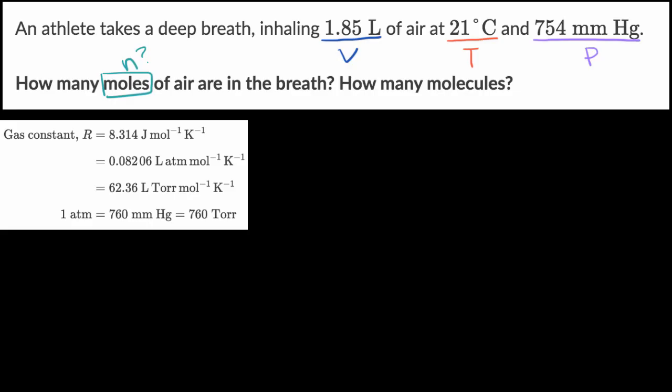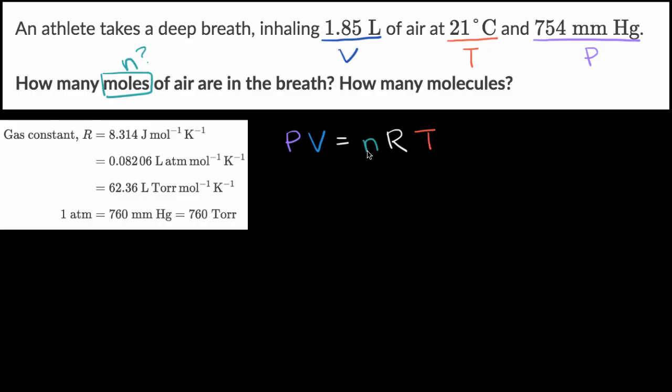And so do we know something that connects pressure, temperature, volume, and the number of moles? Well, you might be thinking of the ideal gas law, which tells us that pressure times volume is equal to the number of moles, n, times the ideal gas constant, R, times temperature, T. And we know everything here except for n, so we can solve for n.